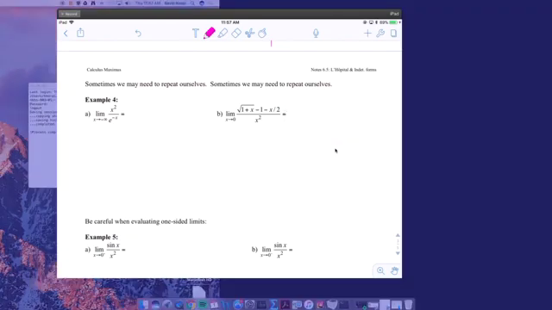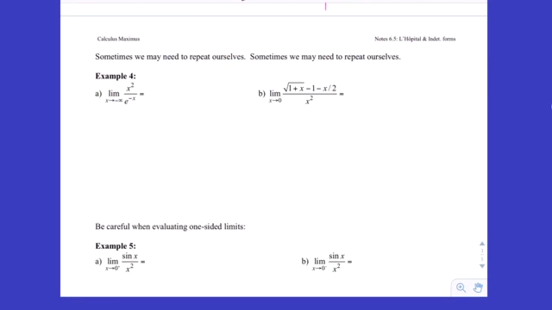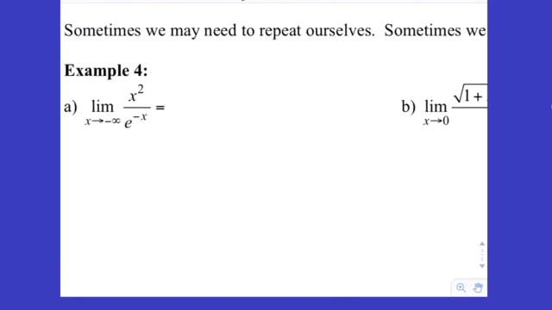Okay. So picking up with example 4. All right, let's go big here. It says sometimes we may need to repeat ourselves. All right. So if you didn't catch that, you could just rewind and put it on loop. Okay, let's try it out.